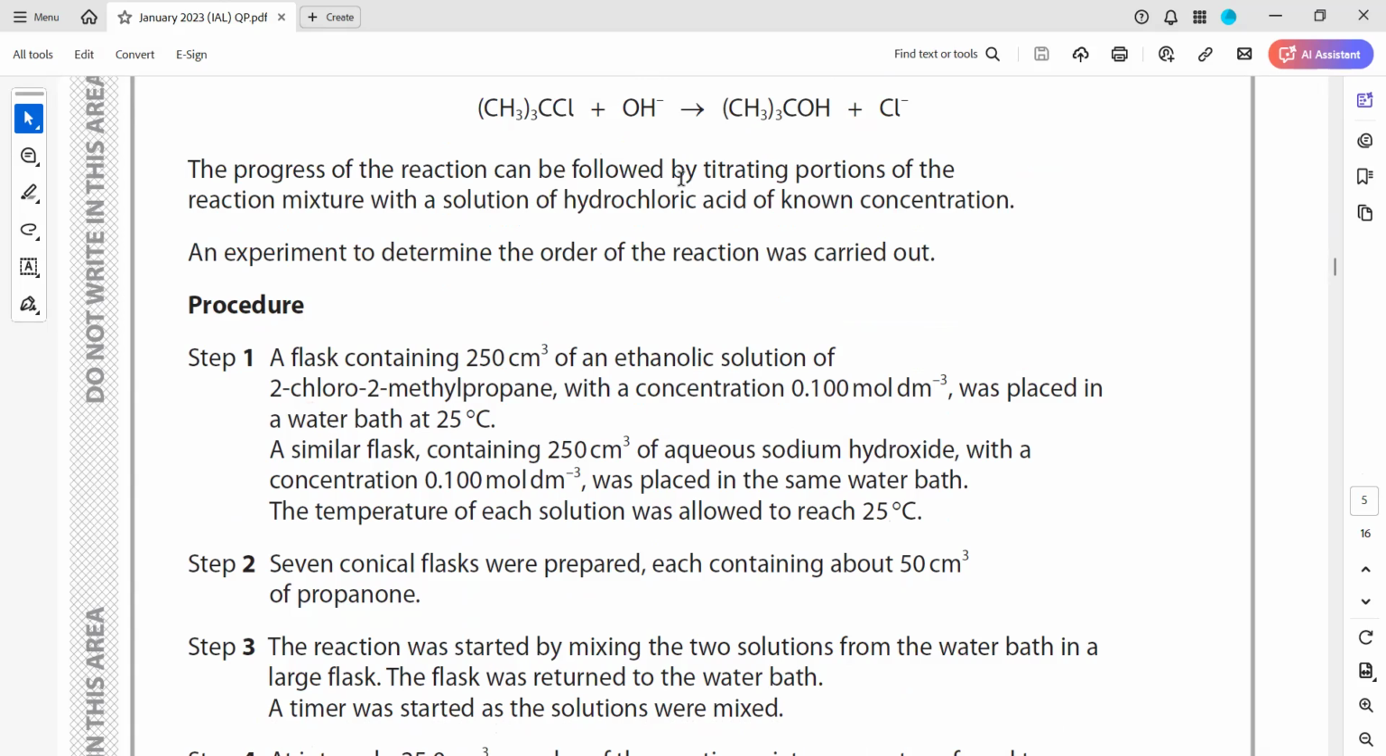It is already there, an ethanolic solution. This was mixed. If you read the question, a flask contained 250 cm cube of ethanolic solution. Ethanolic means alcoholic, ethanol. So this contains ethanol, this contains water, we mix them together and then we mix them in a large container.